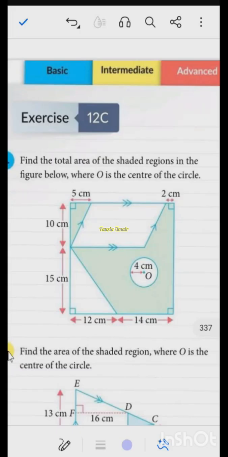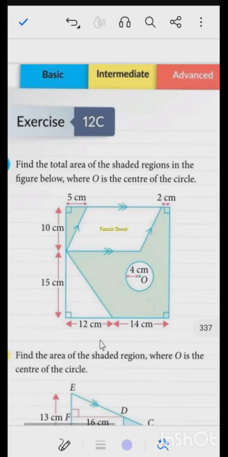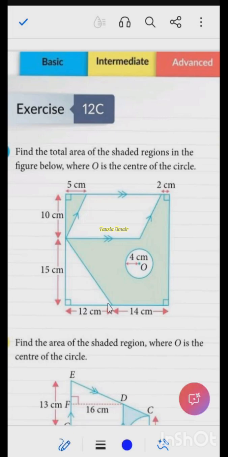Look, there is a small measurement change. If you add the base, 12 plus 14, this is actually 26 centimeter. This is 26 centimeter, the length. And if you check the breadth, this is 25 centimeter. So this is not a square actually. This is a rectangle. Okay? So there is a rectangle outside.